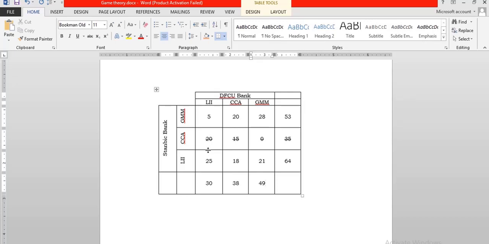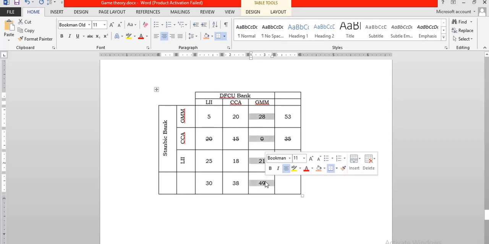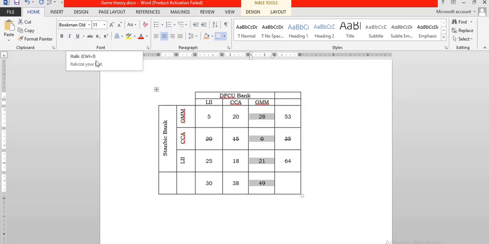But unlike the rows whereby you cancel out the row with the smallest figures, in columns we shall cancel the column with the highest number of figures. In this case it is 49, and this 49 is dominant to what? It's dominant to CAA, so we shall cancel this one as well. So this one should go. So now we are remaining with 4 items.